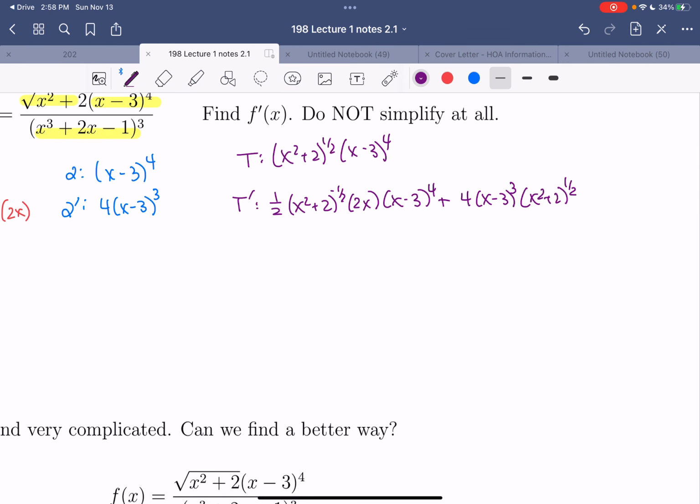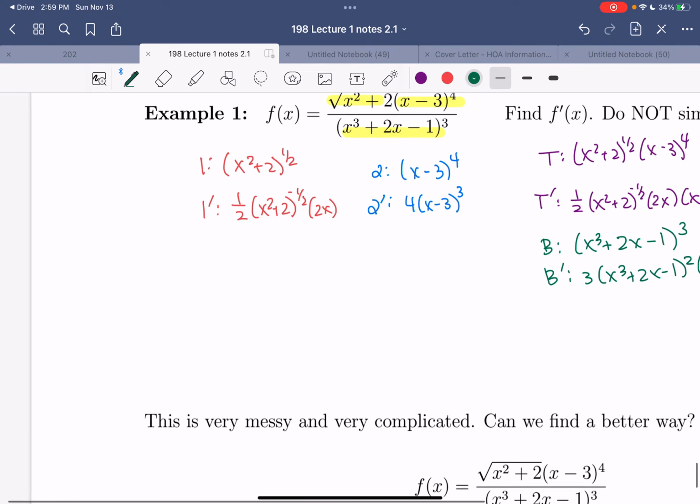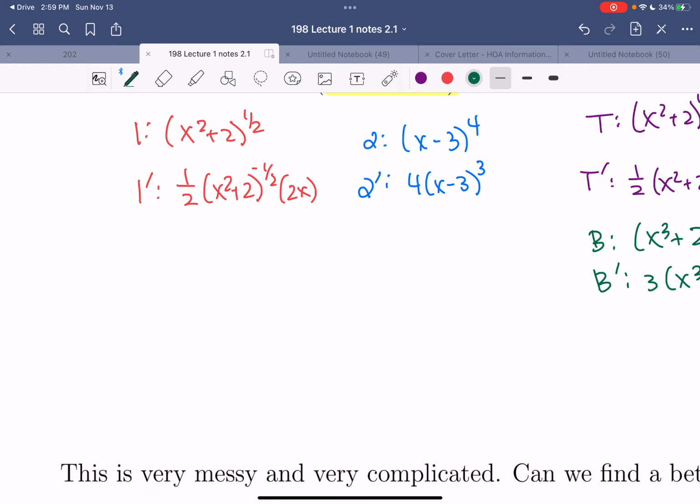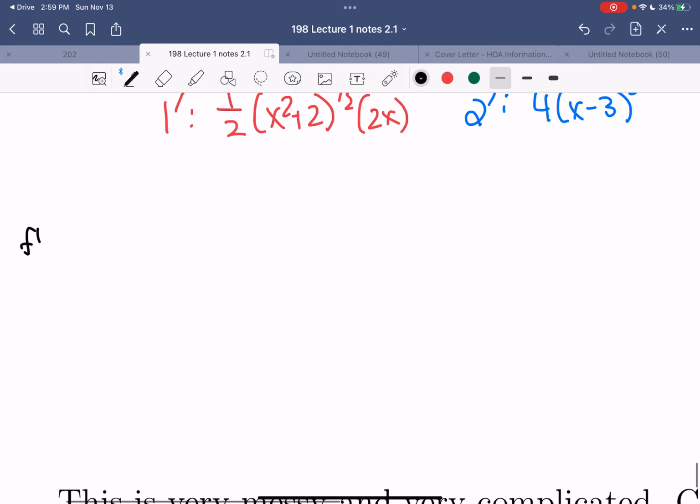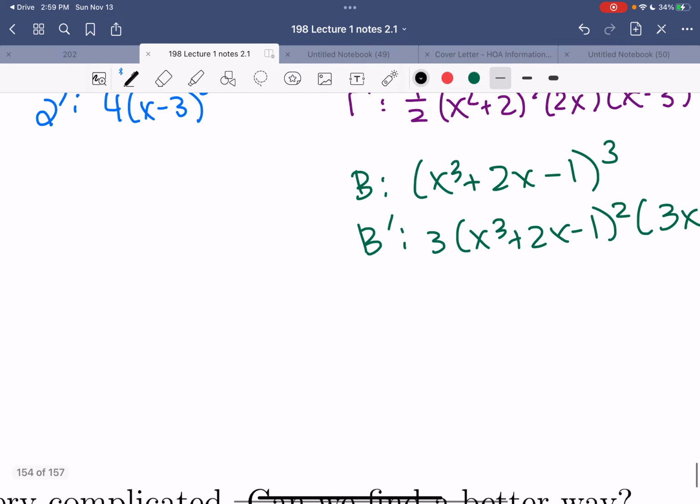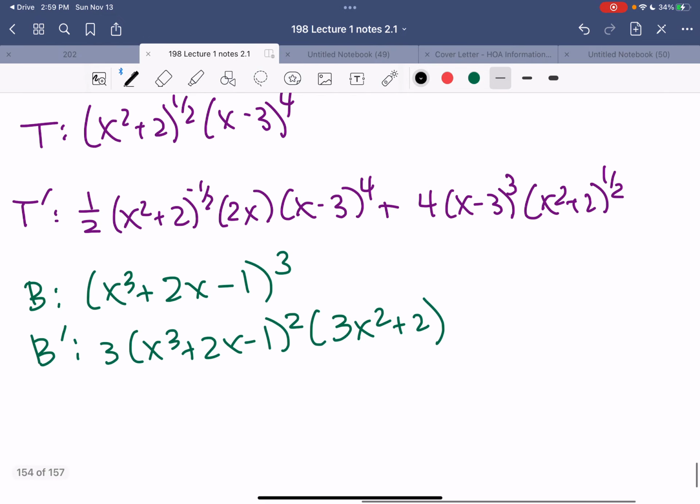The bottom then is the x cubed plus 2x minus 1 cubed, and the bottom prime is 3 times x cubed plus 2x minus 1 squared times the derivative of the inside, which is 3x squared plus 2. And this seems like a lot, which it is, right? And then we would finally put all of that together using the quotient rule. So the quotient rule says we want top prime bottom. So top prime is all of that.